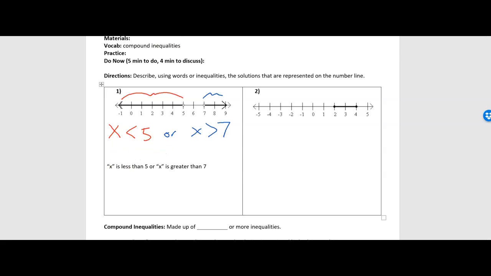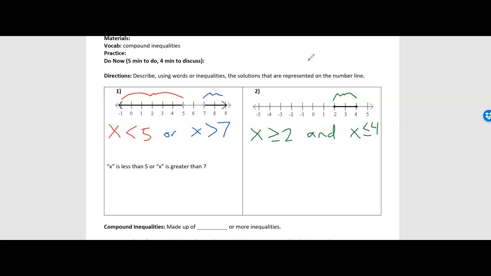All right, for number two, it looks a little different. So this time the arrows aren't going off to the left and the right. We have a specific set here, the numbers between 2 and 4. So the way we write this is we say x is greater than or equal to 2 and x is less than or equal to 4. So it's not either or, right? There are numbers that are greater than or equal to 2, like 5, that aren't part of this solution set, right? So we have to say and.